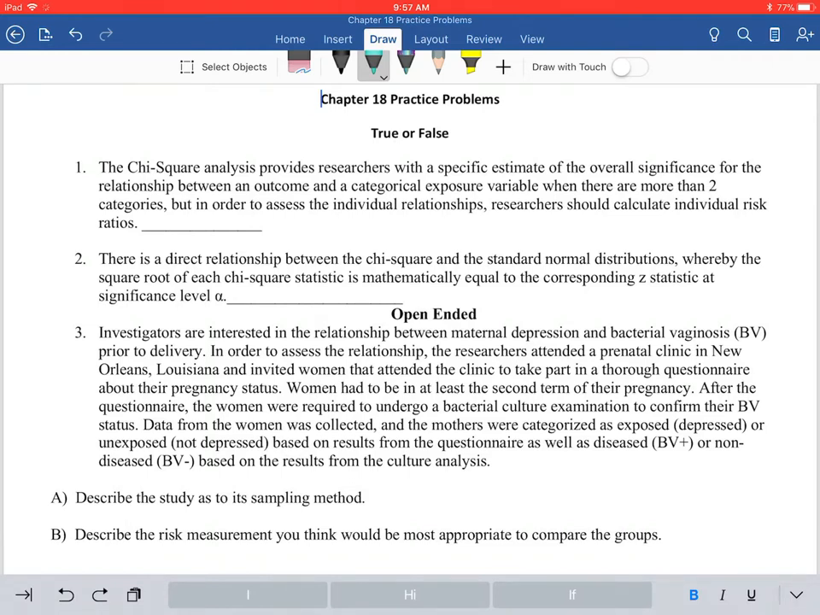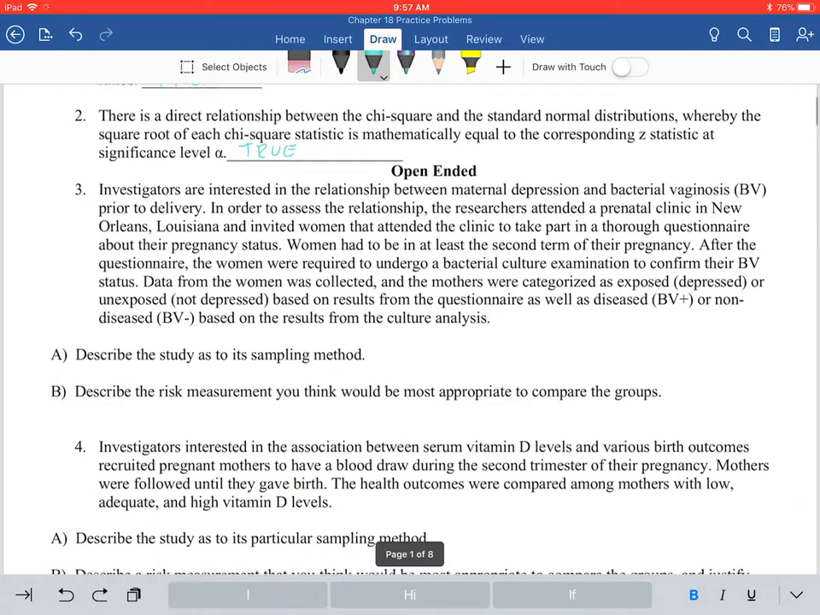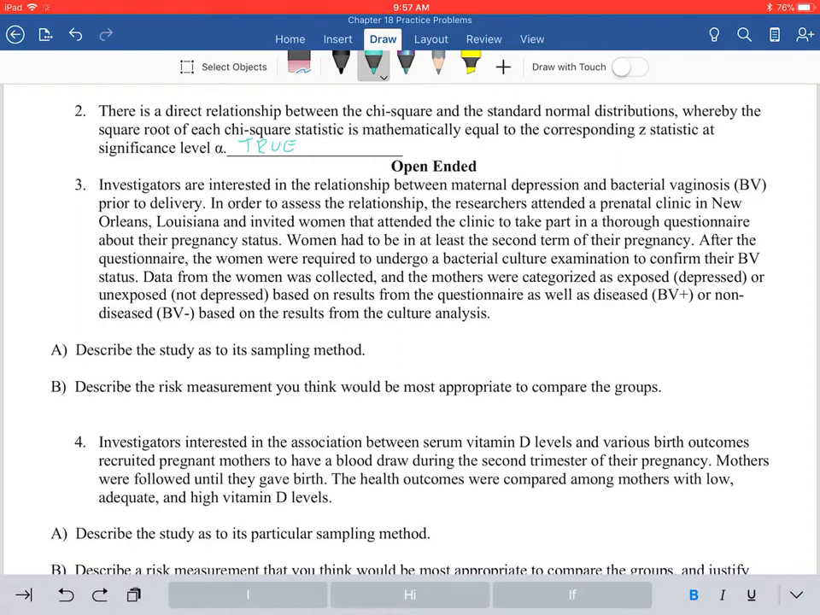So moving on. Number 1: the chi-square analysis provides researchers with a specific estimate of overall significance for the relationship between outcome and categorical exposure variable when there are more than 2 categories. But in order to assess the individual relationships, researchers should calculate individual risk ratios. This is true. Number 2: is there a direct relationship between chi-squared and the standard normal distributions whereby the square root of each chi-square statistic is mathematically equal to the corresponding z statistic at significance level alpha? That is also true. You can find both of those in the book.